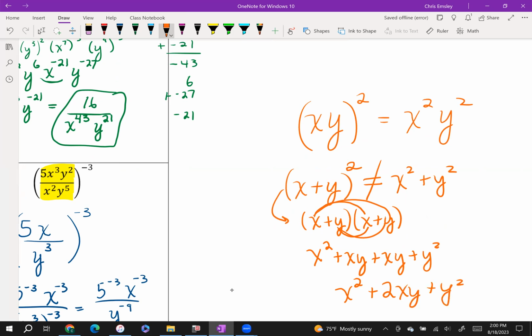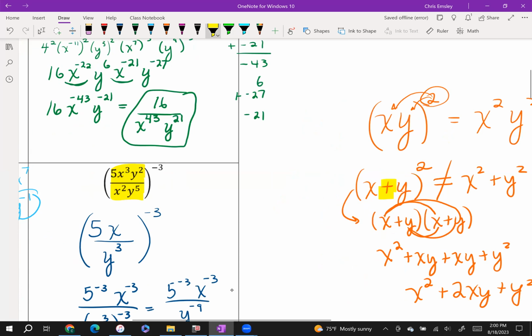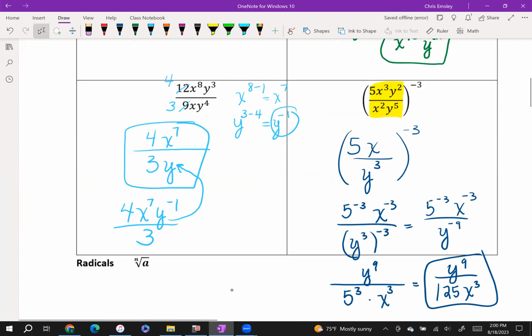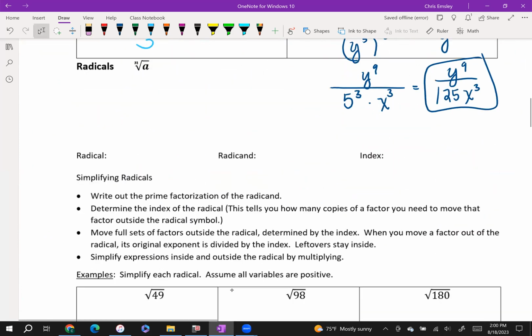Okay, you can only apply that exponent into the parentheses if everything is multiplied or divided together. If you have multiple terms, you cannot just take that exponent and put it on the different terms in the parentheses. Okay, so that was a little review of exponents. Next up, we're going to look at radicals.